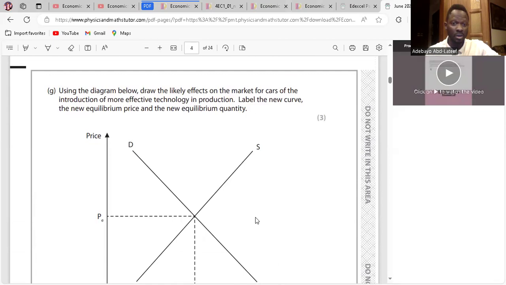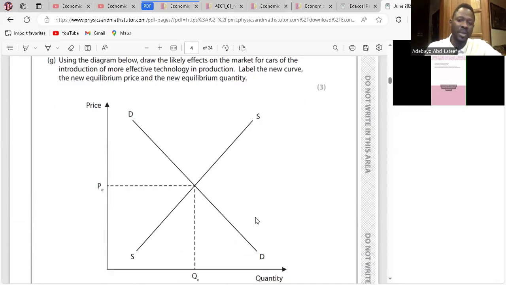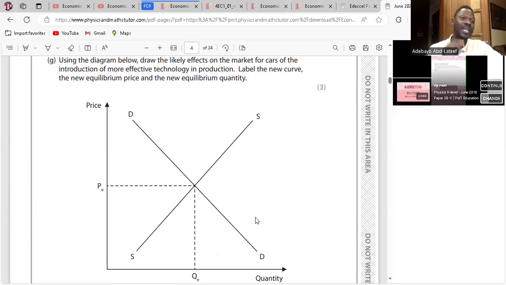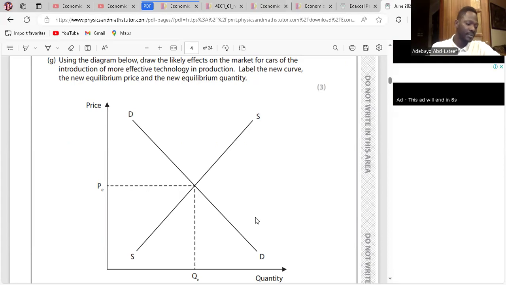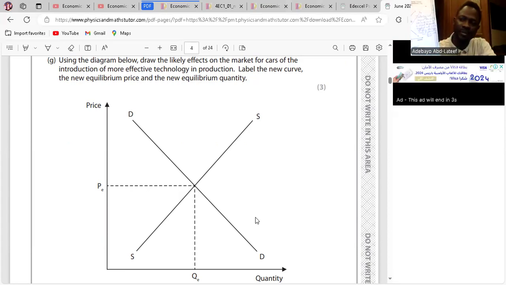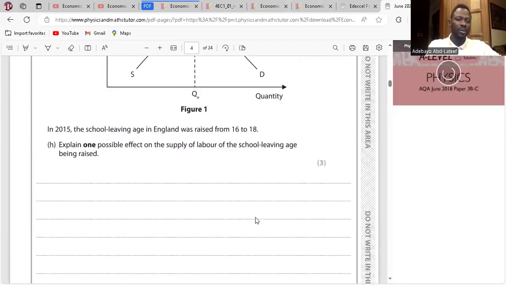Using the diagram below, draw the likely effect on the market for cars of the introduction of more effective technology in production. When there's an advancement in technology, it brings about increasing output. That means the supply curve will shift rightward, from S to S1, because the quantity supplied of cars will increase from QE to Q1. And there's going to be a movement along the demand curve where price will reduce from PE to P1. Is it clear? So the graph is there. We go to H.